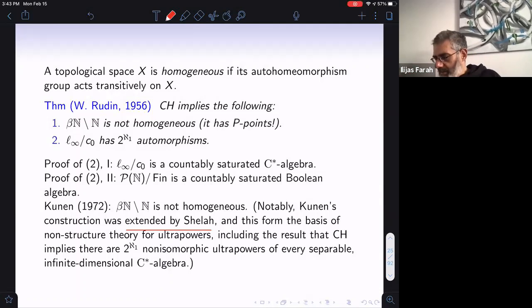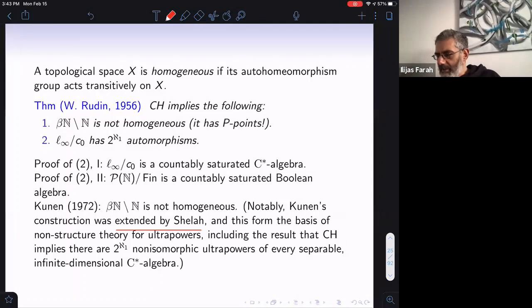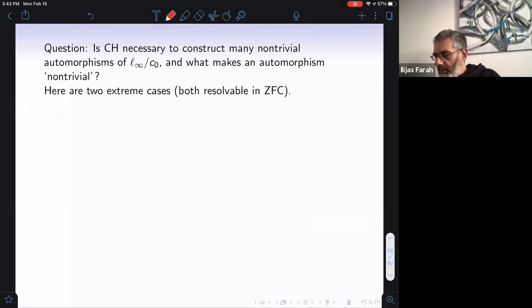Okay. So let's go back to our story. So the question is, what can we say about Rudin's result? Is the continuum hypothesis necessary to construct many non-trivial automorphisms of L infinity mod C0? And also, this word non-trivial, what exactly do I mean by that? So really, what makes an automorphism non-trivial? And this is what we should understand before we go on.